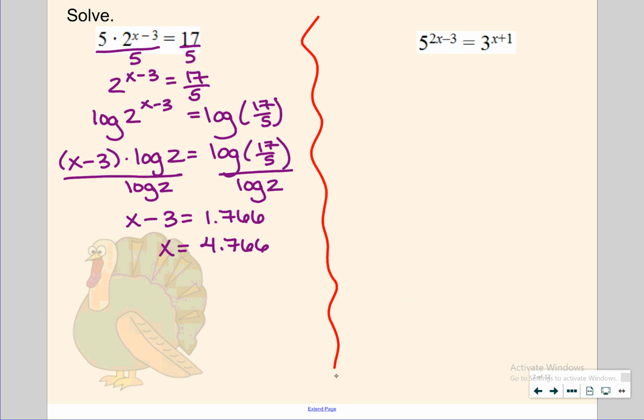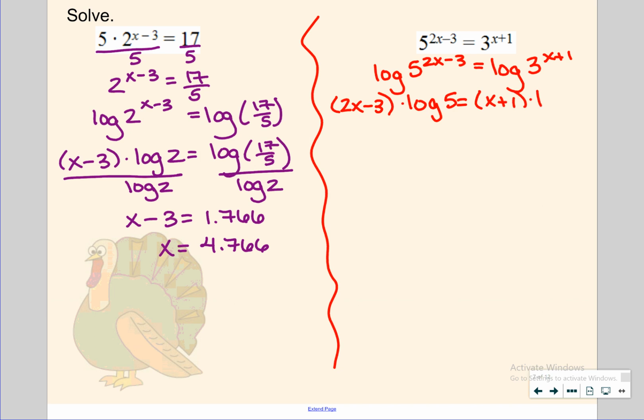Okay. My bases are both alone. That's good. I don't have anything to move over. I'm going to take the log of both sides. Log 5 to the 2x minus 3 is log 3 to the x plus 1. Now, both exponents are going to move down. 2x minus 3, I'm going to keep that in parentheses so it stays together, times log 5 equals x plus 1 times log 3.